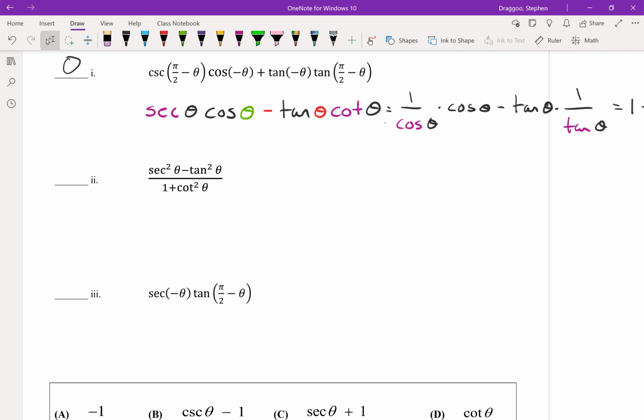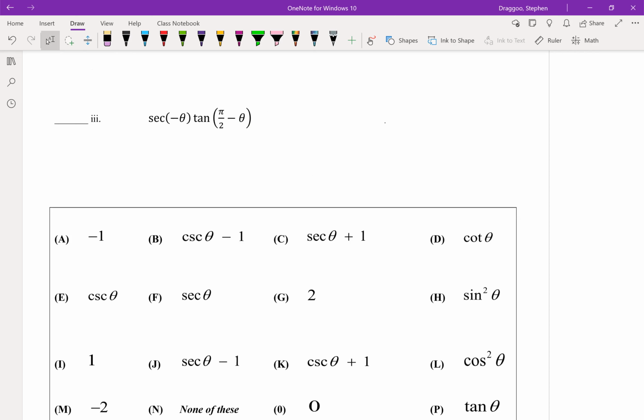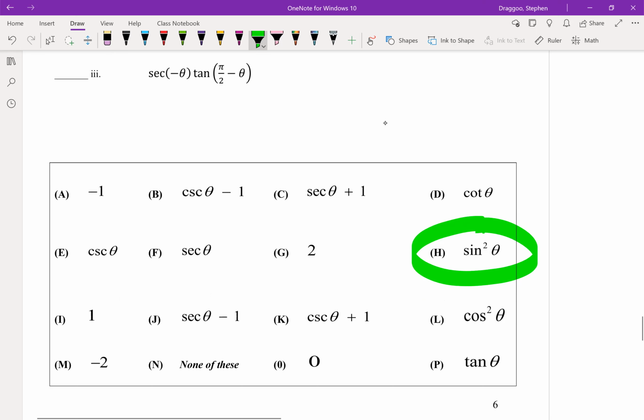The next one down, I've got secant squared of theta minus tangent squared of theta. That is 1 divided by 1 plus cotangent squared. That's cosecant squared of theta. And that is sine squared of theta. I bet that's a simple enough answer. Let's go check the box. Hey, look, there it is. Option H. As I said, I had O earlier. So let's circle that. H is that one.